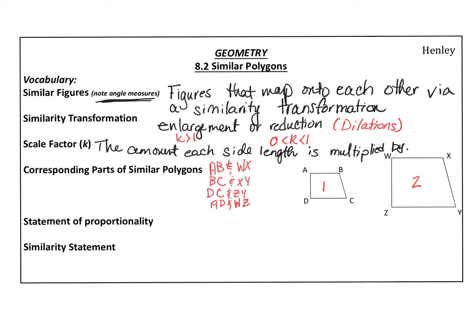We also need to make sure we pay attention to the angles. So we have angle A and angle W, angle B and angle X, angle C and angle Y, and angle D and angle Z. Now, if we look and we see or are told that this angle is 90 degrees and this angle is 90 degrees and this angle is 70 degrees, that's going to make this 110.